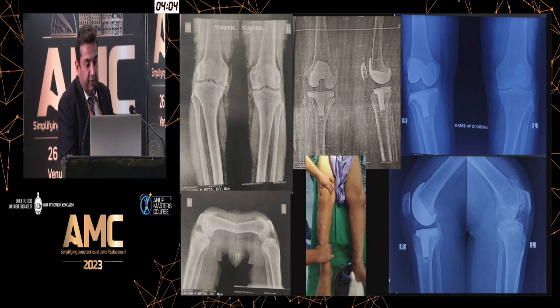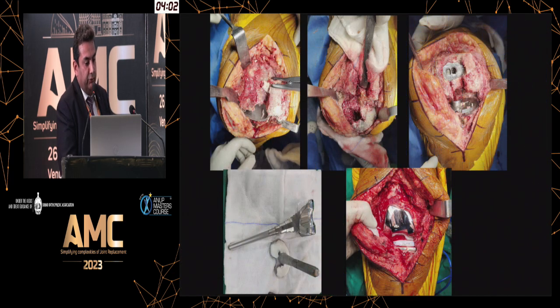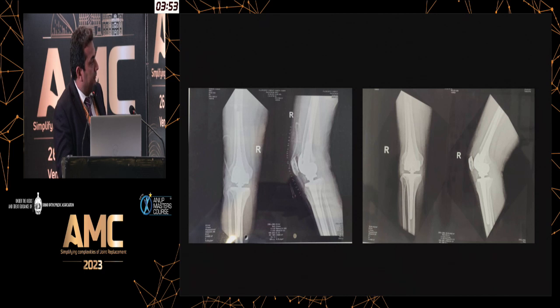The only way you can do it is with revision, and I had to use a constrained implant in this. I've used the sleeve on the femoral side, you can see after preparation, and this is the S-ROM from Noiles, which I have put in, and these are the final outcomes of the patient, and he's mobilizing well.